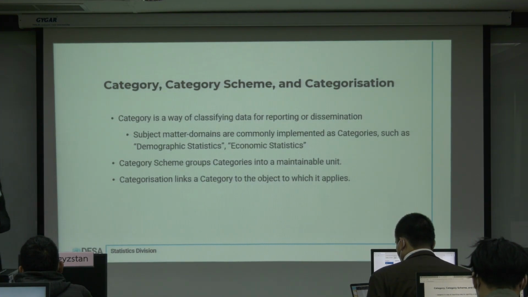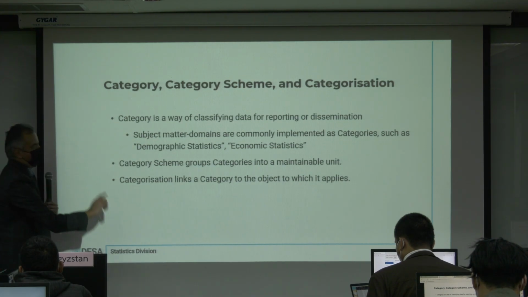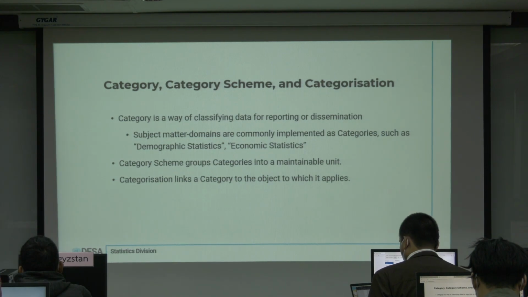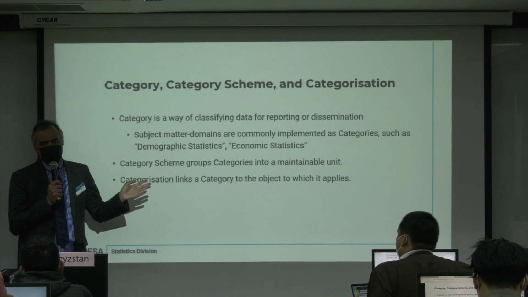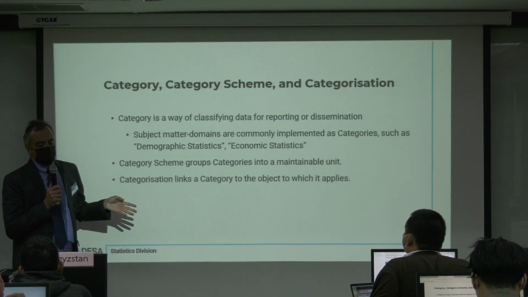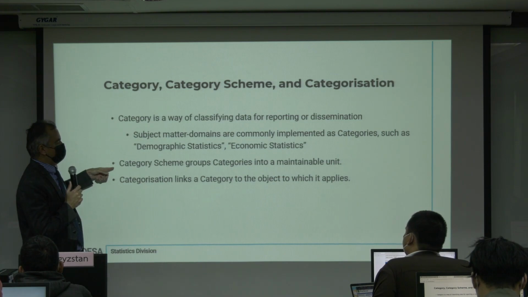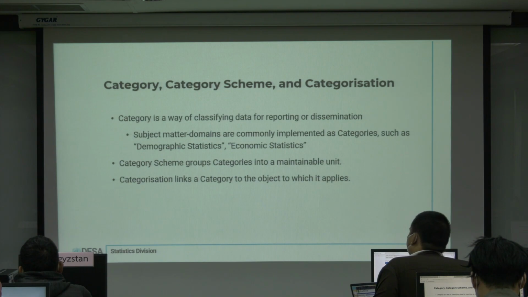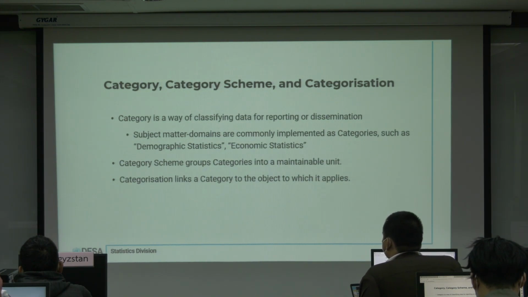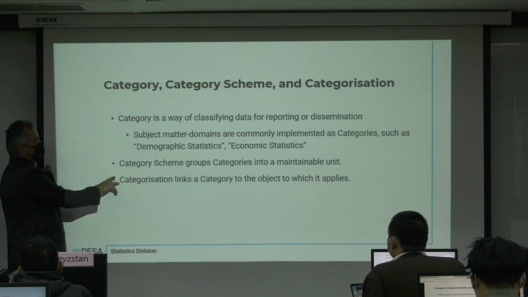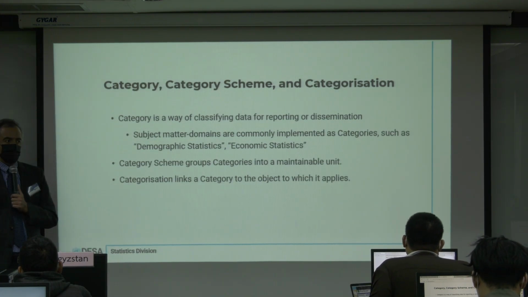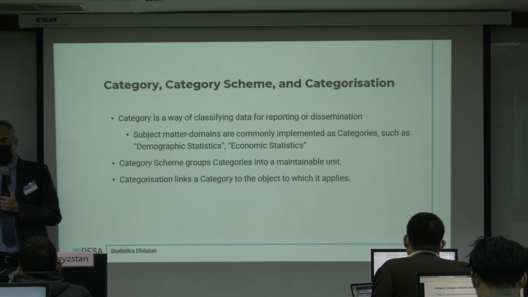So that's what a category is, such a label. Demographic statistics, economic statistics, social statistics, and so on. Just like a code list is a maintainable list of codes, and a concept scheme is a maintainable list of concepts, a category scheme is a maintainable list of categories. It's a maintainable unit. And categorization, you almost never create it by yourself. It's usually created automatically. It links a category to the object to which it applies.